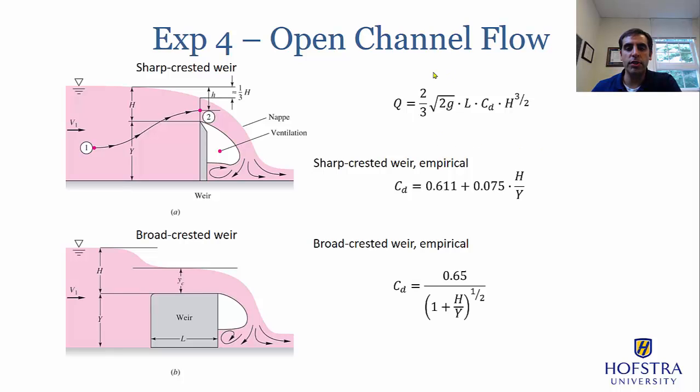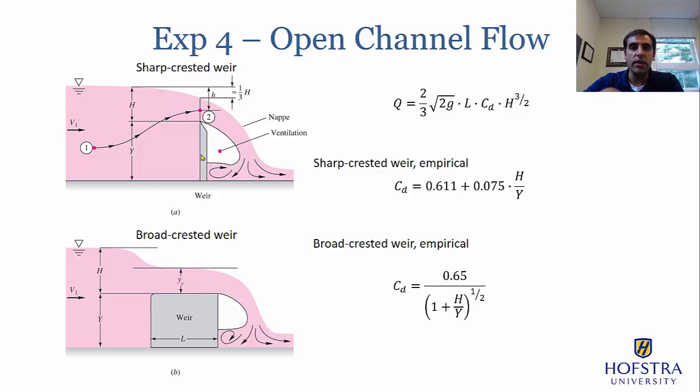Experiment number 4, the open channel flow experiment, is going to be looking at two parts. The first part I want to talk about is the study of weirs. Weirs are obstructions placed in open channels, kind of like an aqueduct, which means we're going to be studying flow like flow in a U channel.